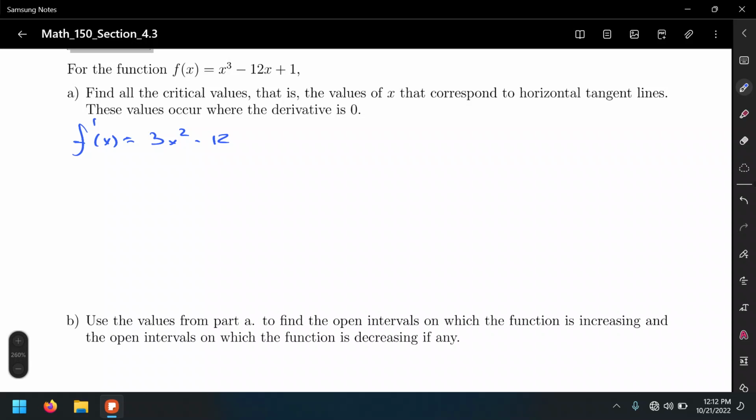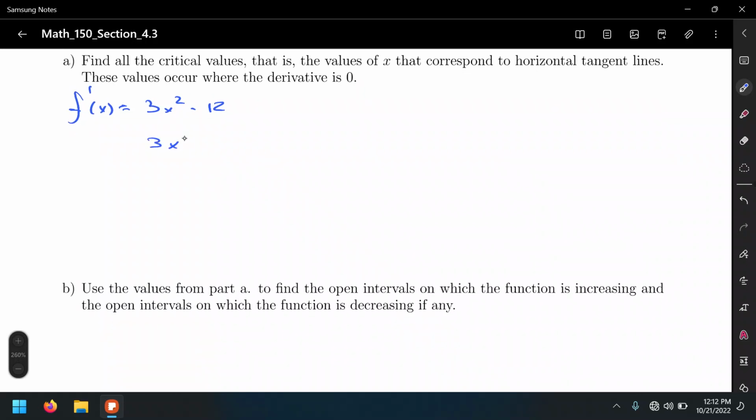So we're going to set the derivative 3x squared minus 12 equal to 0 and solve the polynomial equation for x. So 3x squared equals 12, x squared equals 12 over 3, which is 4, and x equals plus or minus the square root of 4 by using the square root property. And well, that's a nice root, that's a nice number. x equals plus or minus 2. So that means we're going to have two critical numbers: x equals negative 2, and x equals 2.